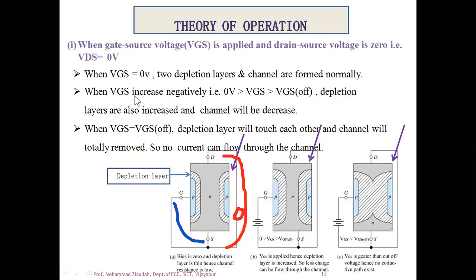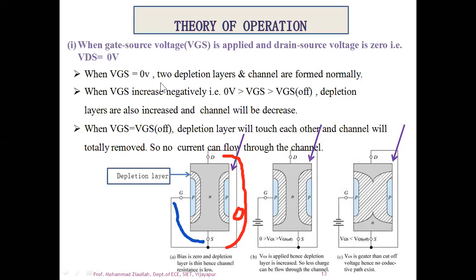So when VGS is increased negatively, negative means a voltage less than 0. That is, if VGS is less than 0, like -1, -2, -3 volts and beyond, this voltage should not exceed the VGS cutoff voltage. For example, if I take the cutoff voltage as -10 volts, it should not increase beyond that. So your applied voltage should not exceed the cutoff voltage, or VGS off voltage, but it should be less than 0 volts.